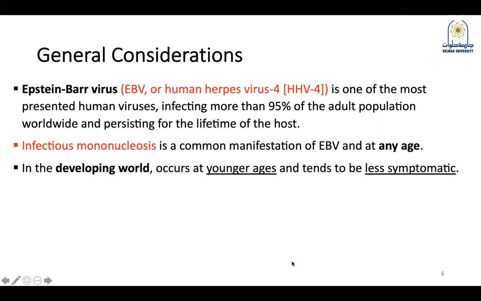The general consideration of the Epstein-Barr virus: as we know, it's a type 4 herpes virus, and it's one of the most prevalent human viruses. It infects more than 95% of the adult population worldwide, and it persists for the lifetime of the host. The infectious mononucleosis manifestation could occur at any age. In the developing world, it occurs in younger ages and tends to be less symptomatic.